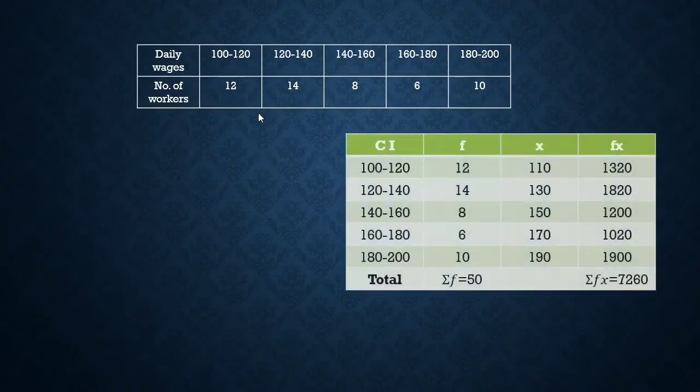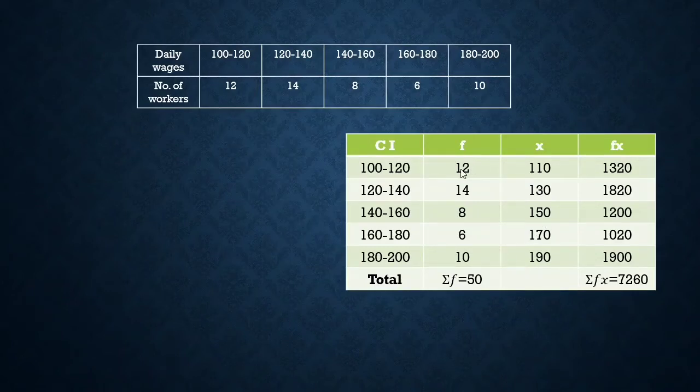So, to calculate the mean, we have our frequency distribution table once again, where in the first column we have written the class intervals, and in the second column the corresponding frequencies. Also at the end of the frequency table we have calculated summation f, that is the sum of all the frequencies, and that sum in this problem is equal to 50. Next, our job is to calculate the class mark x. To do that, add both the limits of the class and divide by 2. So, we got the corresponding class marks to be 110, 130, 150, 170 and 190.